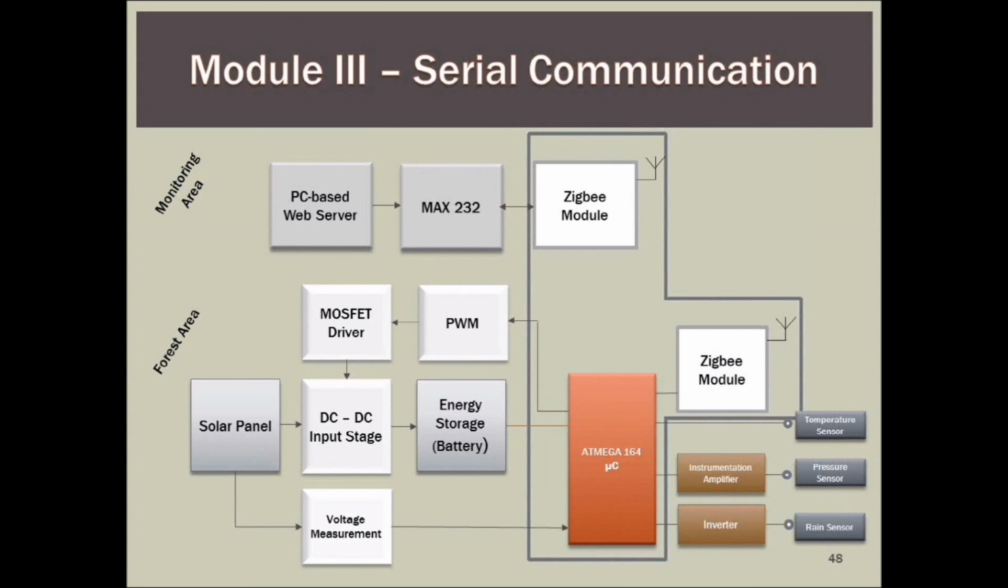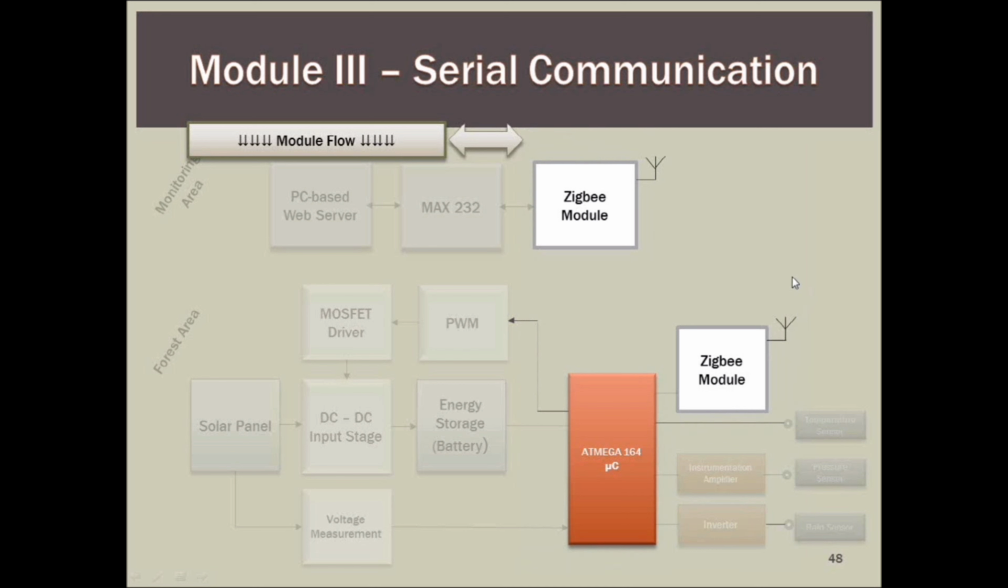The third module is a serial communication module. This module comprises two Zigbee modules, one in the monitoring area and the other in the forest area, and the microcontroller. Now we will see the flow of the third module.